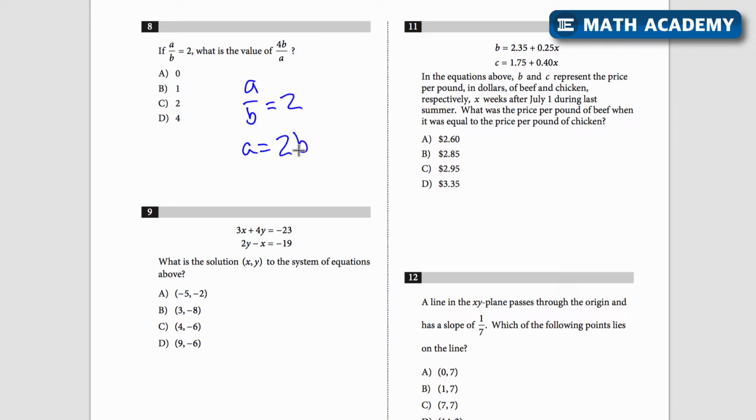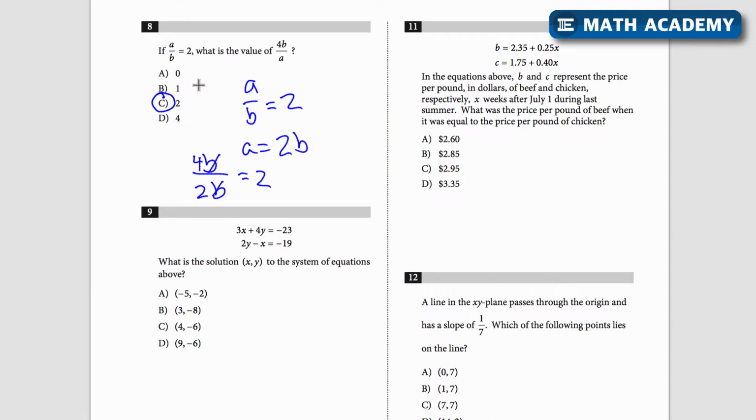A equals 2B. And if I have 4B over A, and I substitute this in, I would have 4B over A, and if A is 2B, I get 4B over 2B, which the B's cancel out. 4 over 2 just equals 2. So it looks like our answer is going to be 2 right here. So that would be one way to do this.